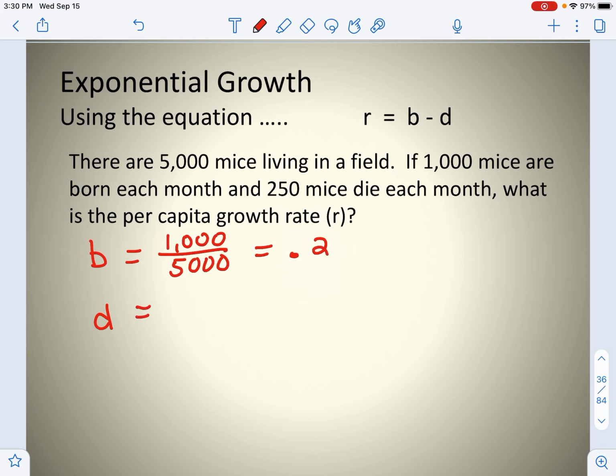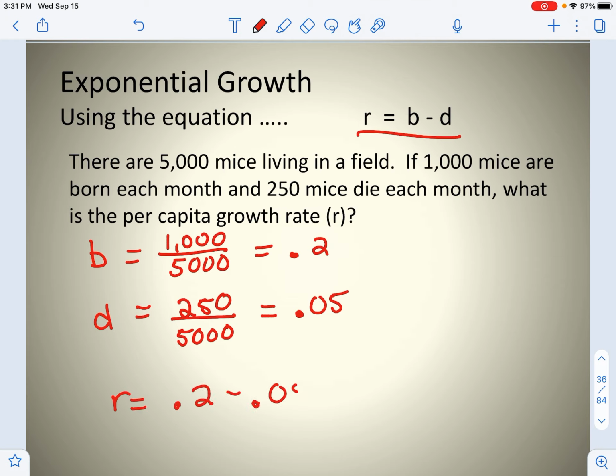The death rate, the per capita death rate, there's 250 mice that die out of a total of 5,000 mice. So that's the per capita death rate. Okay, and then you just plug those in up here. So R equals 0.2 minus 0.05. So our R value is going to be 0.15. That is for this particular population of mice, that's going to be the rate of increase that we're seeing. And we'll learn how to plug that into the exponential growth curve next time.